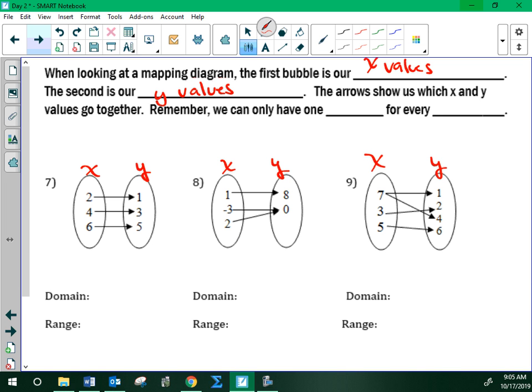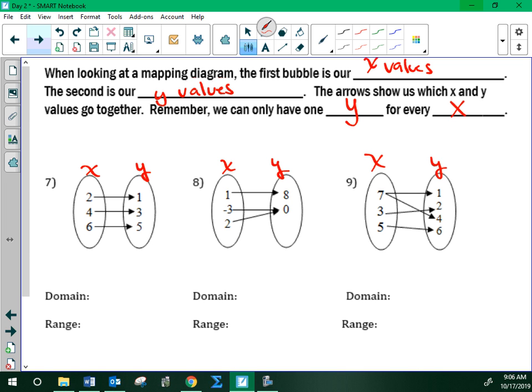So 2 goes to 1, that means I have the ordered pair 2, 1. 4 goes to 3, I have the ordered pair 4, 3. 6 goes to 5, I have the ordered pair 6, 5. So it's just taking this information and presenting it in a different way. Now remember, you can only have 1 y for every x. Okay? So we don't want x to repeat and have different y's.